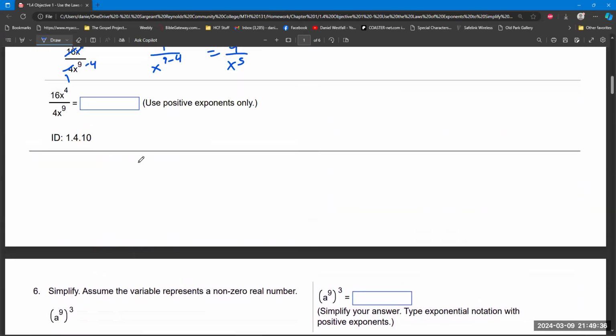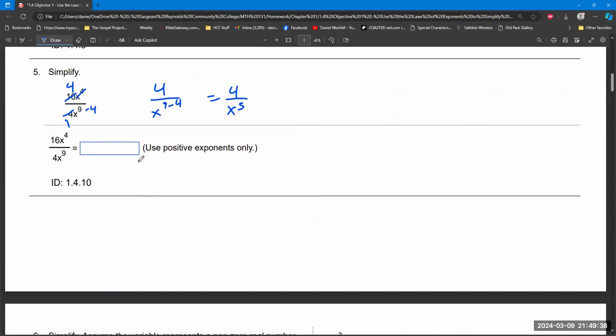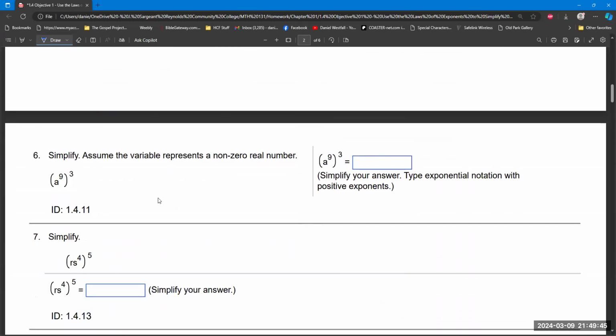I think we're getting into the power raised to a power. Yes, we are. So now when I raise a power to a power, I multiply the exponents. So a to the 9 times 3 is a to the 27th.